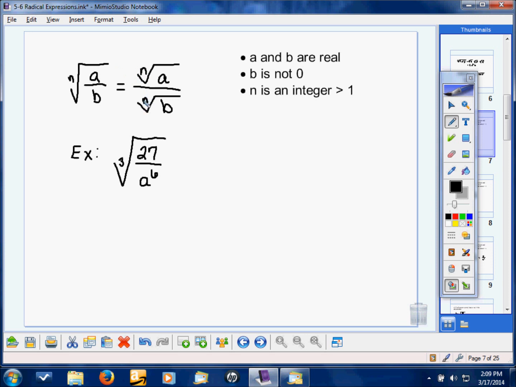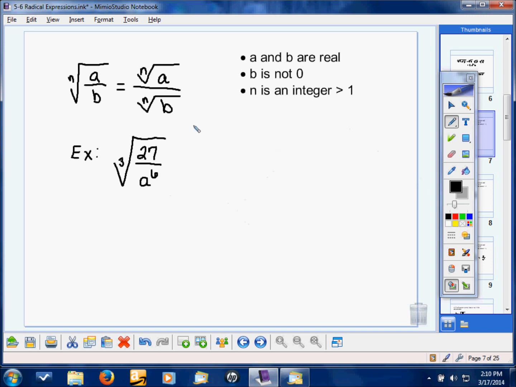So we never have a number in this that's 1. Even when it's a square root, what is the implied number you don't see? 2. So if there's nothing in here, it's really talking about n being a 2. You can have 2, 3, 4, 5, 25, 85, whatever can be this number. n is what we call the index. I mentioned that before. So here we have an index of 3, a to the 6th, and a 27 in the numerator.